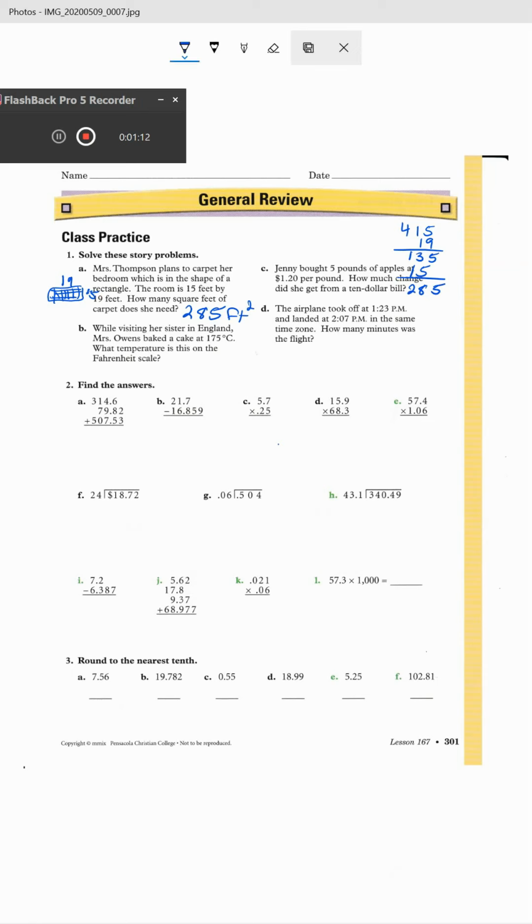While visiting her sister in England, Mrs. Owens baked a cake at 175 degrees Celsius. What's the temperature on the Fahrenheit scale? So Fahrenheit equals, if I'm remembering correctly, is it 5/9? I'm forgetting. I'm going to look in the back of my book.